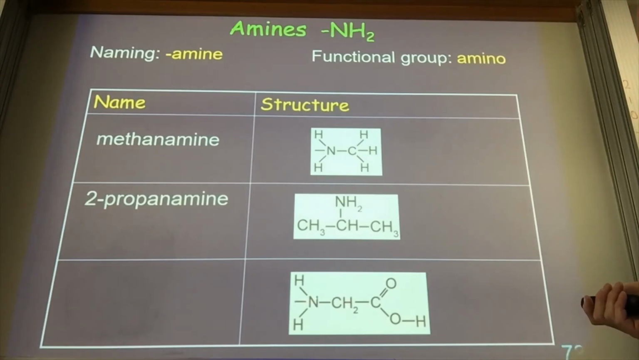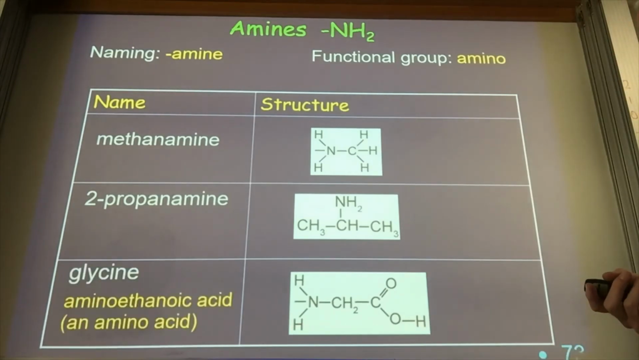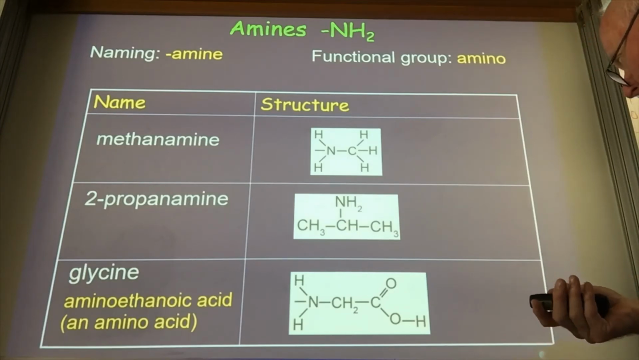And here we've got 2 functional groups. So the carboxyl group takes precedence. So 2 carbons makes it ethanoic acid. We've got an amino group attached to carbon number 2. So we've got aminoethanoic acid. And the biologists amongst you hopefully will recognise that as glycine, the simplest amino acid.